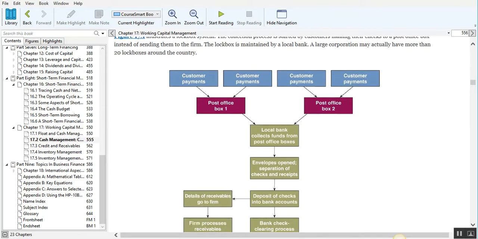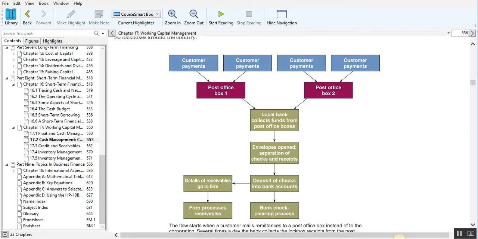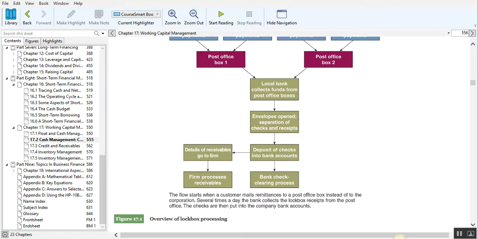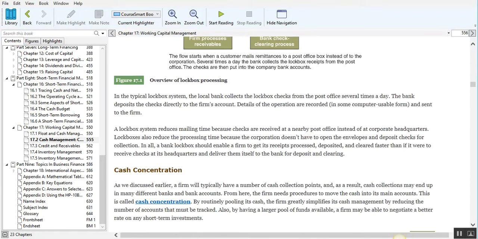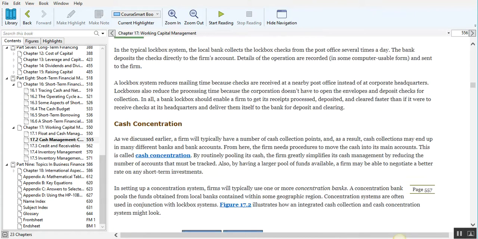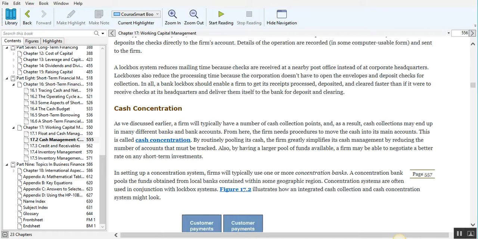That would reduce the float time or reduce the collection time for that particular business. That is one way of dealing with it. So many firms have a number of different cash collection points, and they may be in different bank accounts in different places. And so what they need to do is be able to move that into its main accounts, into what they call cash concentration.